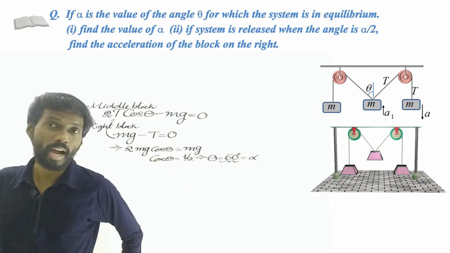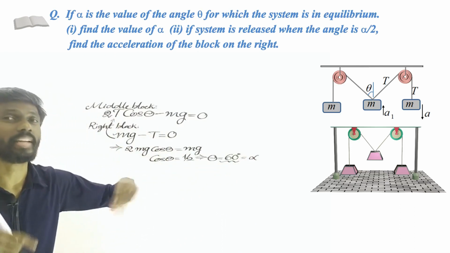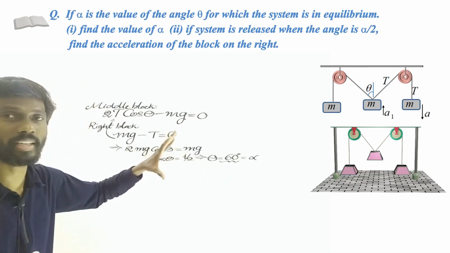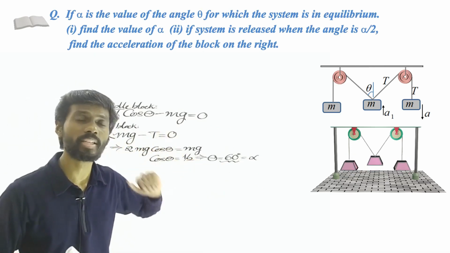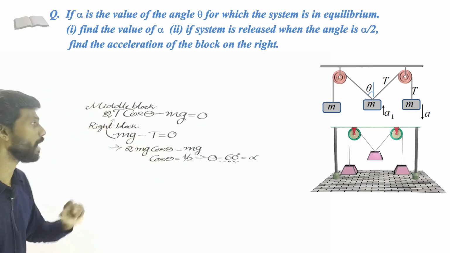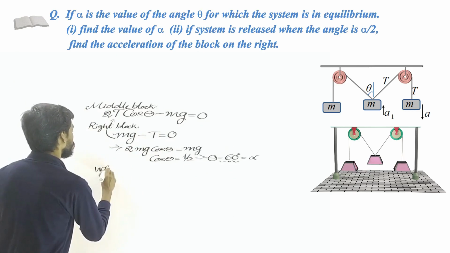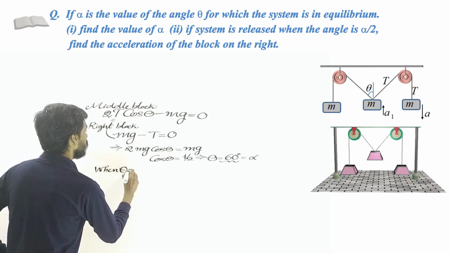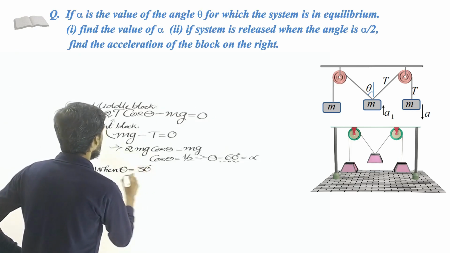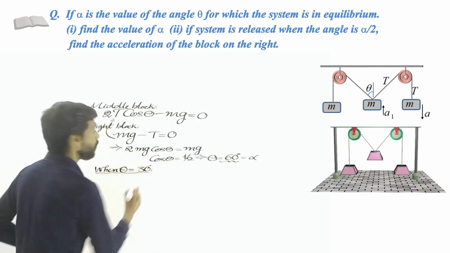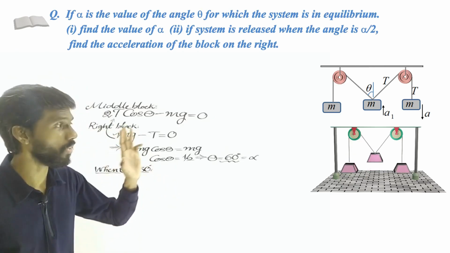Okay, done. Now the next question: if the angle is 30 degrees, half of this angle, the system is released from that position, then you have to find the acceleration of the blocks. So how will you find it? Now when theta equals half of this angle, which is 30 degrees, we will find the acceleration.